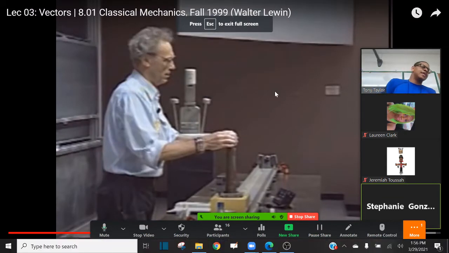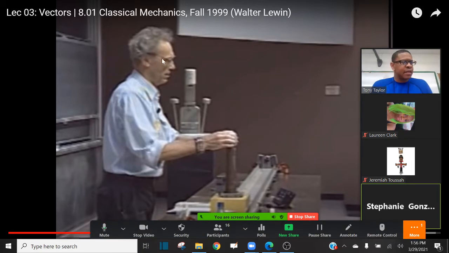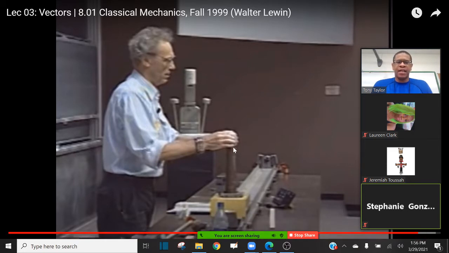Okay, guys, in this video clip that I'm about to show here, I want you guys to notice something here. This guy right here, his name is Professor Walter Lewin. He's a professor of physics. He used to teach at MIT. Right here, he has a cylinder attached to a cart, which is along this really long track here.